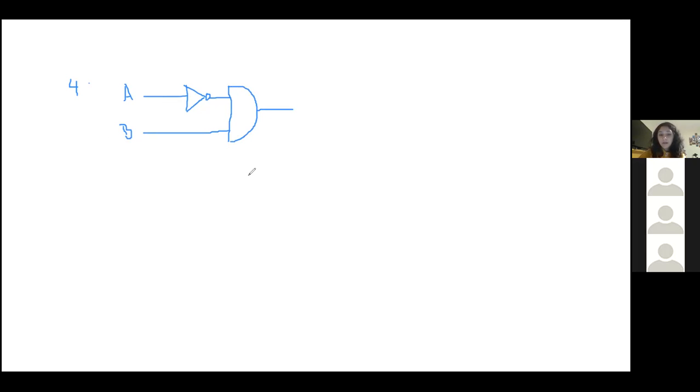And then if we do our truth table, we have A and B: 0, 0, 1, 1, 0, 1, 0, 1, and then we have the output. Remember, the reason we have 4 states to consider is because we have 2 bits. We're putting A through a NOT gate. Actually, let's do this on the side. So this is not A.